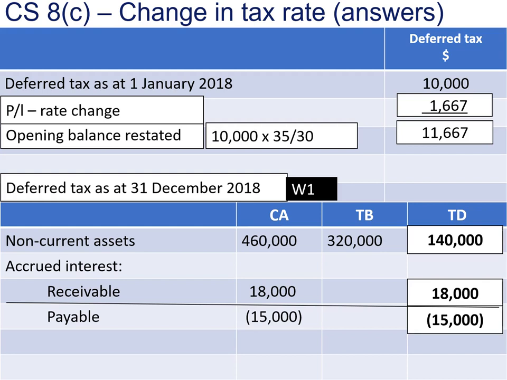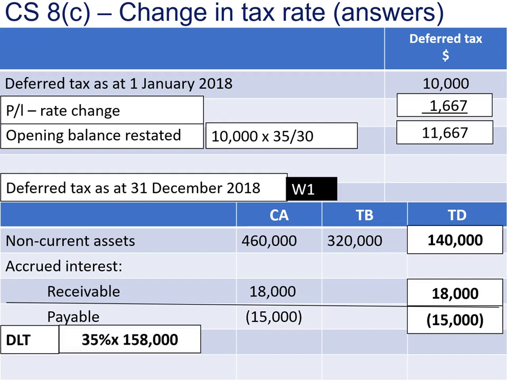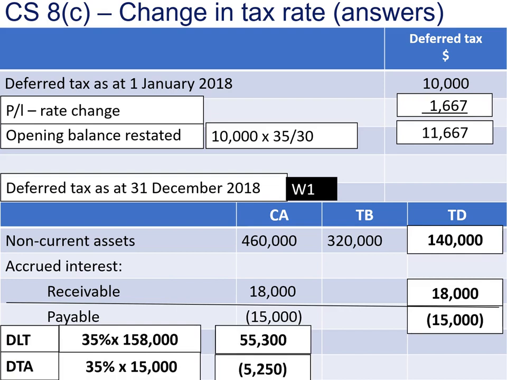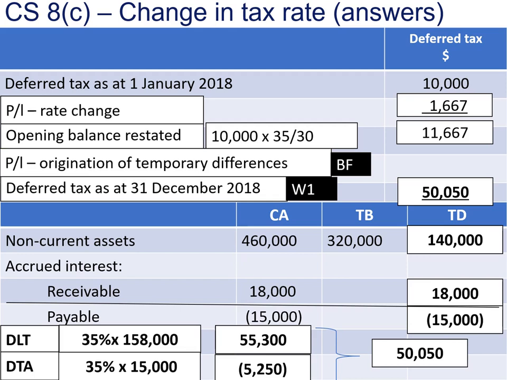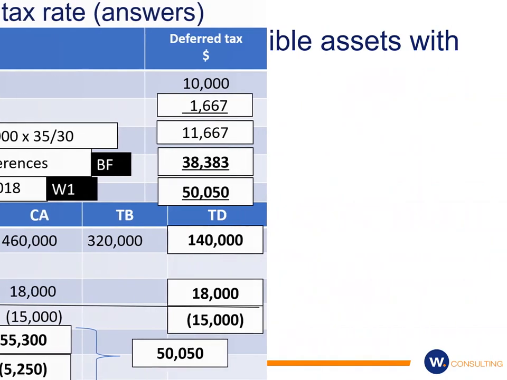So if we do our deferred tax calculations, we've got two assets, the receivable and non-current assets that give us liabilities of 140 and 18, and then we've got 15,000 as our temporary difference. If we work out 35% of that, we end up with 55,300 as a liability. It should be DTL, not DLT, and our DTA is 5,250. And we are saying therefore our closing balance is 50,050, a liability. It means that our journal entry through P&L is 38,383.